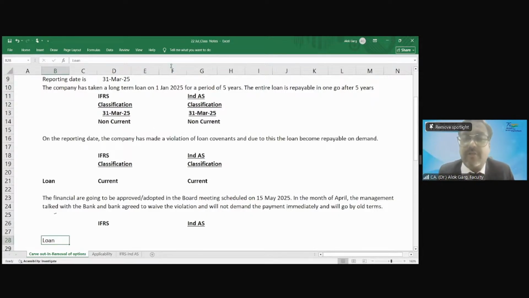So as per your wisdom, according to you, what should be the appropriate classification of this loan in the balance sheet? Should it be an adjusting event? Should it be a non-adjusting event? So Chitra is saying it has to be non-current. What about others? At least you guys need to respond. It doesn't matter whether right or wrong. I am there to make you right.